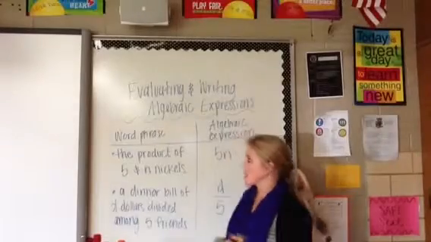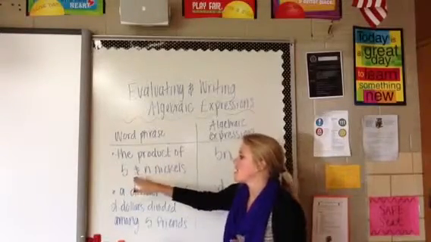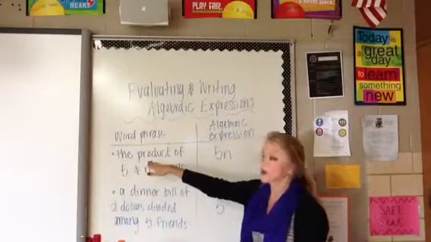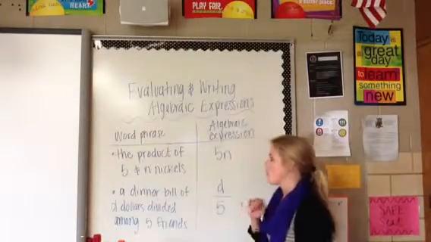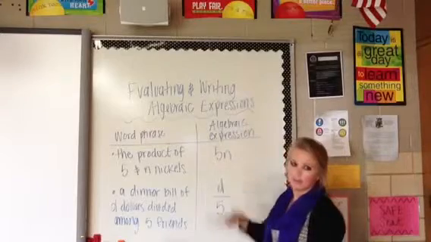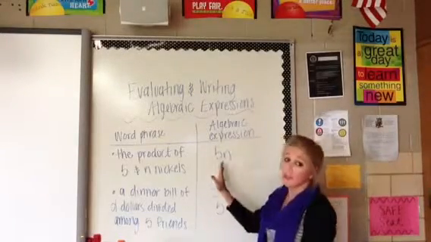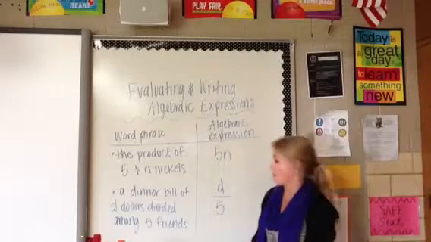Okay, here are a couple more examples. The product of 5 and n nickels. So I know I have a number 5, a variable n, and the word product means multiplication. So I would set this up 5n. Okay, notice there's no sign between that, but when I have a variable and a number right beside each other, I know I'm going to multiply.